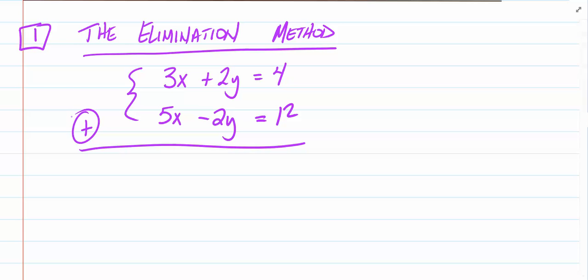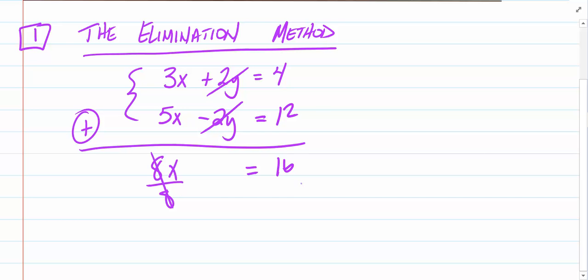If we added vertically, notice that my x's line up vertically, my y's line up vertically, and then my numbers line up vertically. So if I added vertically, look how I'd get this. I'd get 8x is equal to 16 because 2y minus 2y cancels out. And look, the y has been eliminated, right? That's the whole point of why they call it the elimination method. So the y has been eliminated, so therefore we can go ahead and solve for x.